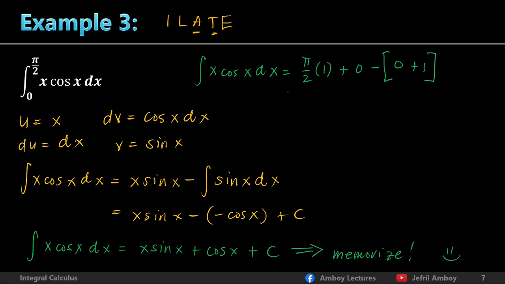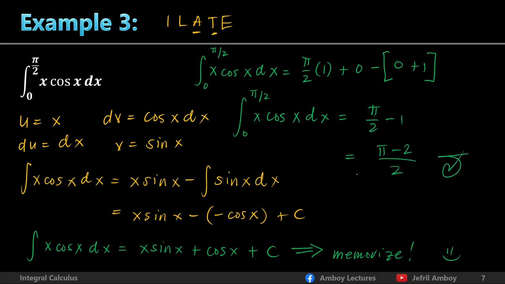So, we have this. Now, lagyan natin ng limits from 0 to pi over 2. So, now the integral from 0 to pi over 2 of x cosine x dx equals pi over 2 minus 1. Or, that's equal to pi minus 2 over 2. So that's it. We have a numerical answer here because the problem is a definite integral.